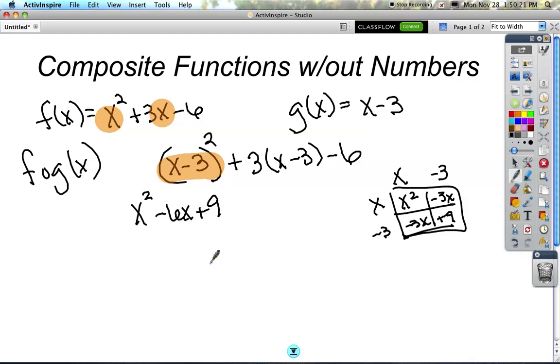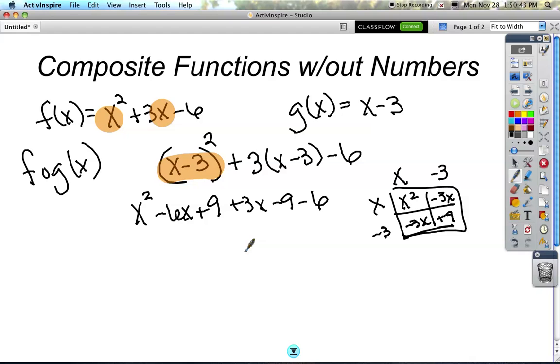Very good. Now what am I going to do about this? 3x minus 9. Plus 3x minus 9, minus 6. So minus 15 at the end. All right, hold on. Don't you have to get all on one side? No, honey, they're all on one side. We're not solving for anything.